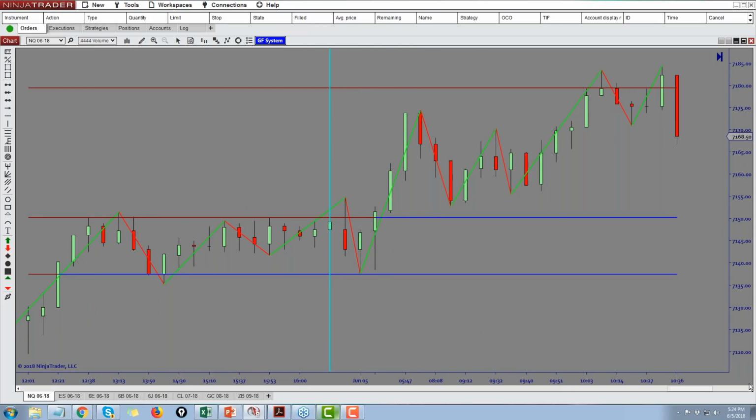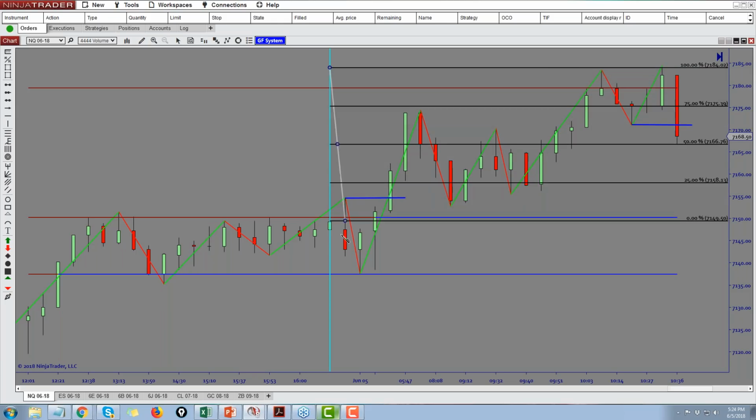Right here. This is very, very important. We had a close above a structure change here, and now we've had a close below structure change there. That is considered the low and high of the auction. Okay, so I would wrap my fib levels like this.